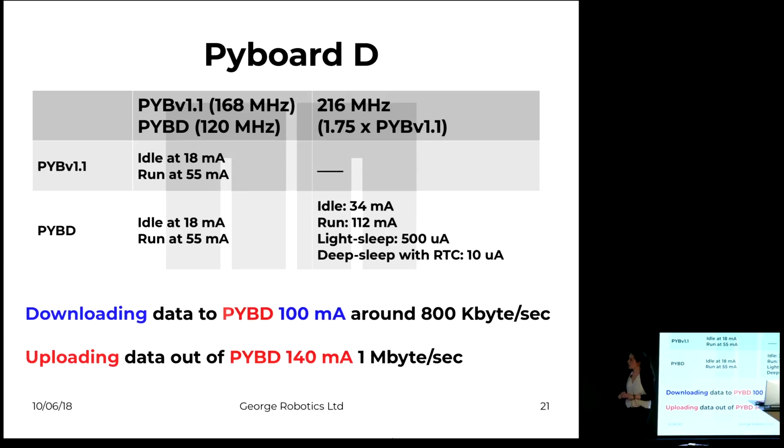But the new board can have up to 260 megahertz, which is about 1.75 times faster than the first PyBoard. And there you have a power consumption from 34 milliamps, and it runs at 112 milliamps. Light sleep is 500 microamps, and deep sleep with real-time clock enabled is 10 milliamps. And what are quite good numbers is the downloading data to the PyBoard, which is 100 milliamps, around 800 kilobytes per second, and the upload is 1 megabyte per second at about 140 milliamps.